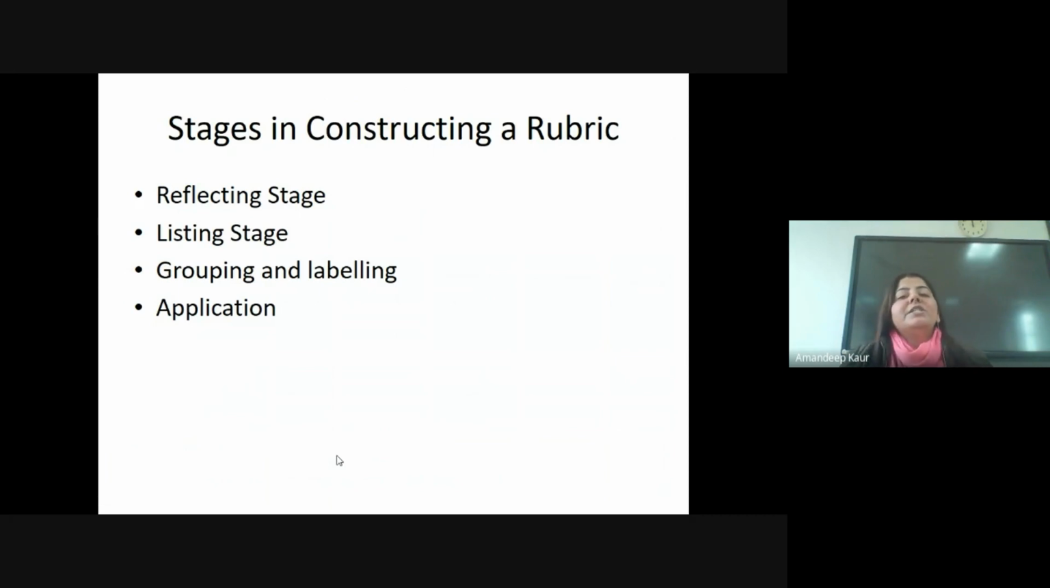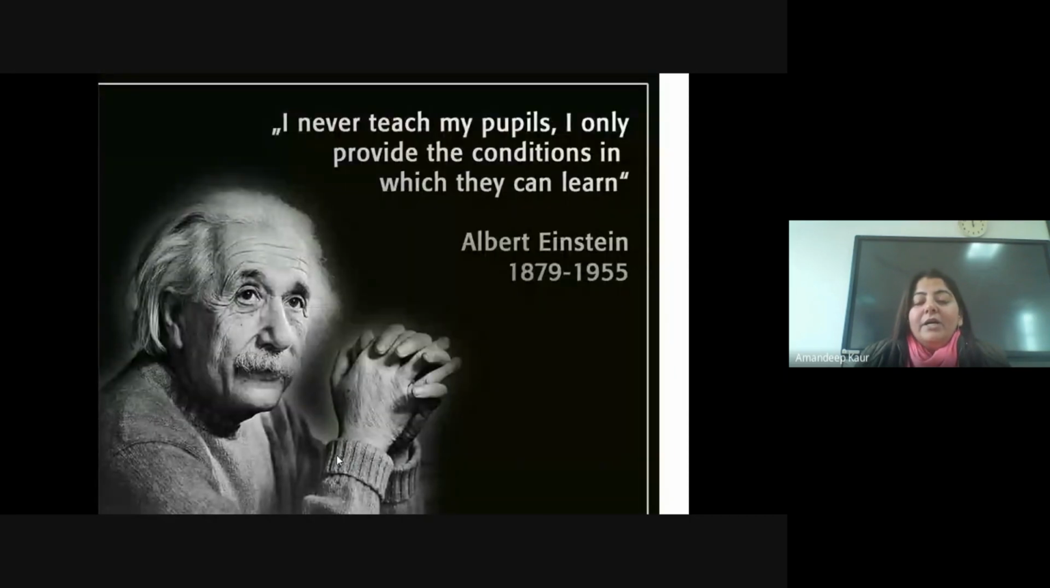Next comes the stages in constructing a rubric. Reflective stage: in how many parts is it possible for me to divide that activity. Listing stage: what are the number of dimensions available in a given activity. Grouping and labeling: how we can club different dimensions together to minimize their size. And then the application part: what is the result of this particular rubric sheet on the level of performance of the student. All these things need to be considered while constructing a rubric sheet.